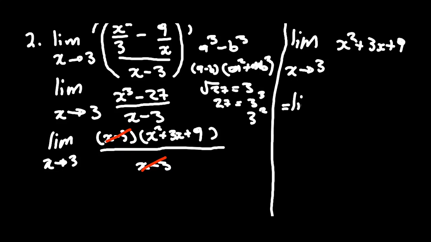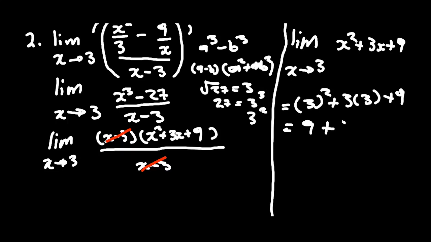I can just come here and do the direct substitution in place of x. Let's put 3 squared plus 3 times 3 plus 9. So if you know 3 squared is 9, plus 3 times 3 is 9, plus 9. So 9 plus 9 plus 9 is 3 times 9, which is 27. So this is your answer for this limit.